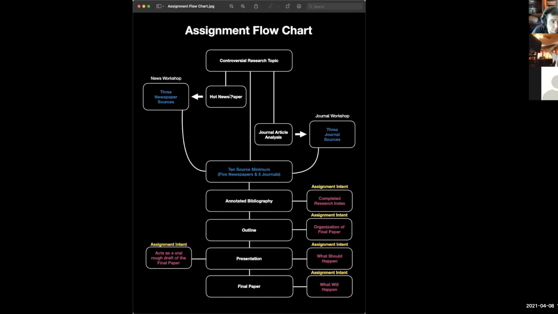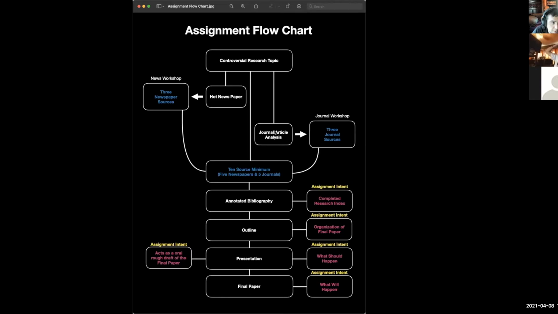You did your hot newspaper, and you did an analysis of that. That's kind of its self-contained thing. You notice that nothing's really connecting to this, but what is connecting is the sources. You notice that anything regarding sources is blue. And you got 3 newspaper sources for that. Well, those 3 newspaper sources can be banked towards the 10 source minimum that you have for the annotated bibliography.